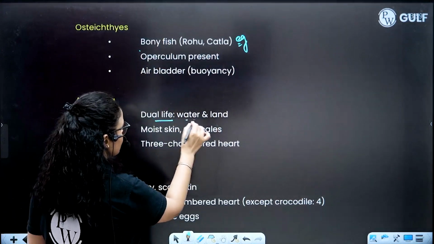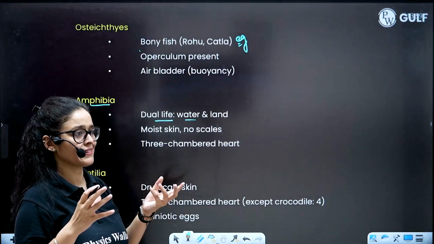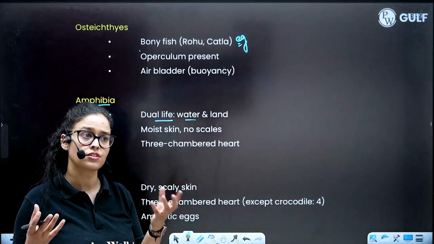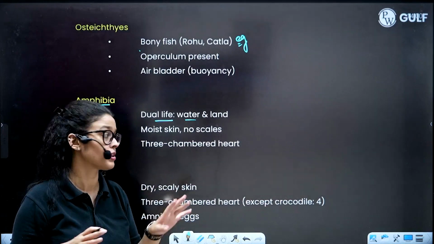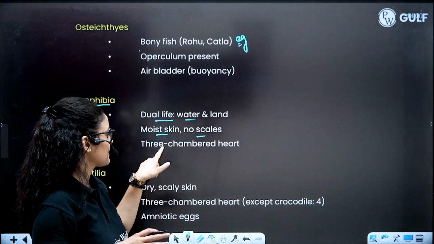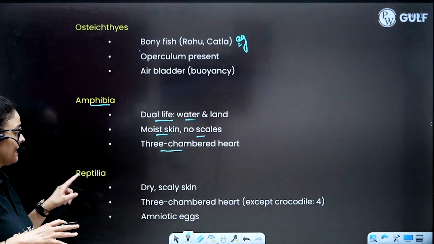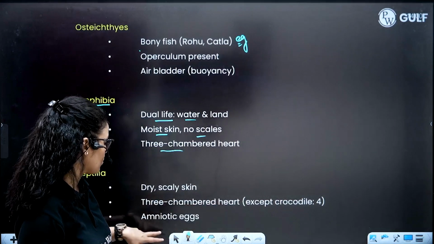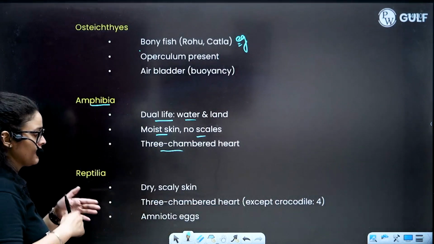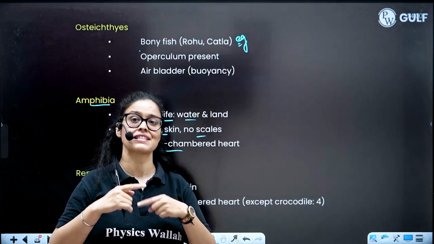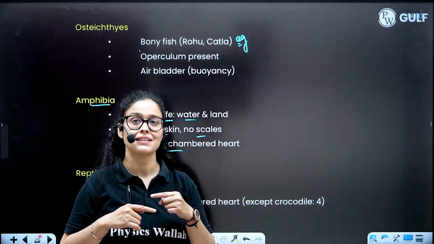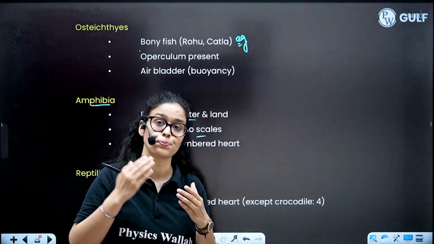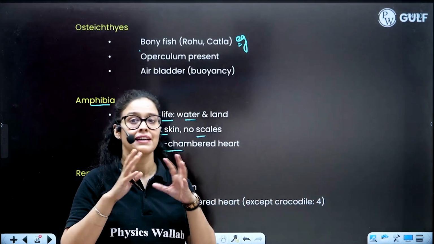Amphibia, so kids, they require water for their reproduction. They live on land but need water for reproduction. That's why we call them dual, because they depend on moist skin. They don't have any scales, and they have a 3-chambered heart. Reptilia have dry scaly skin, 3-chambered heart except crocodile, and amniotic shelled eggs. Their egg is covered by a shell because they lay eggs on land, outside the water, so the shell prevents desiccation, drying off.